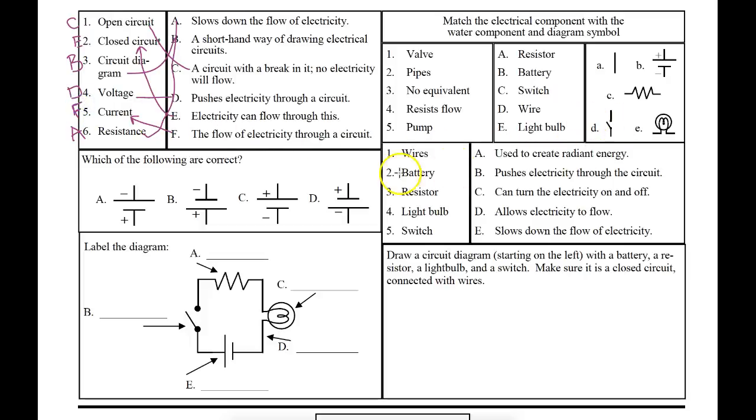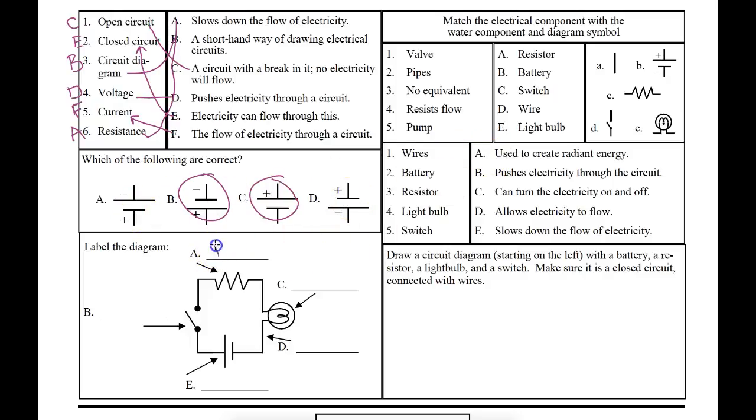Okay, I'm going to go, I guess, right down here. Which of the following are correct? So remember, the smaller side is the negative side, the larger side is the positive. So B is correct. And then right here, this is just the opposite of what we see, so this is correct. So this is incorrect and this is incorrect.